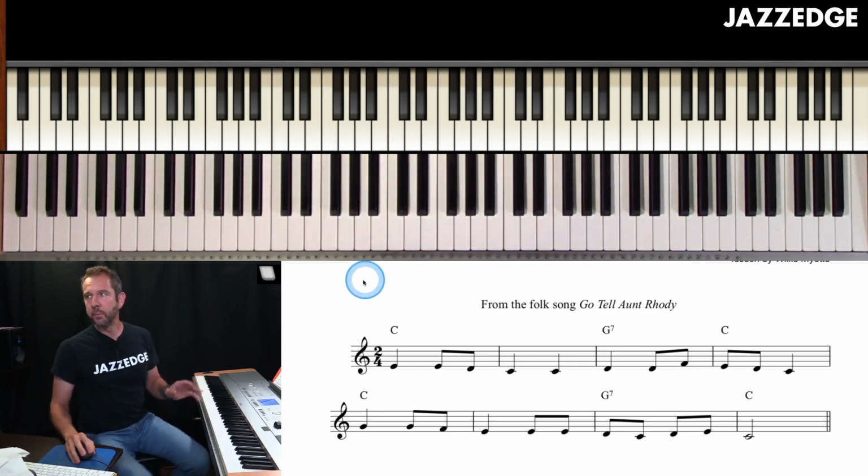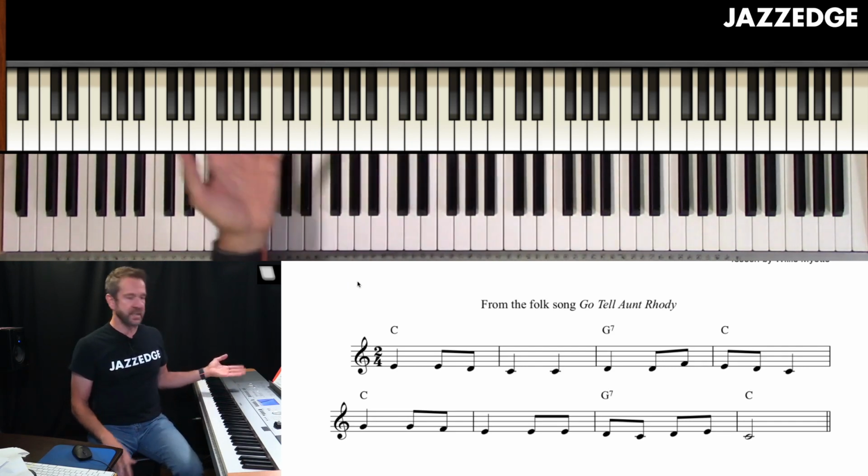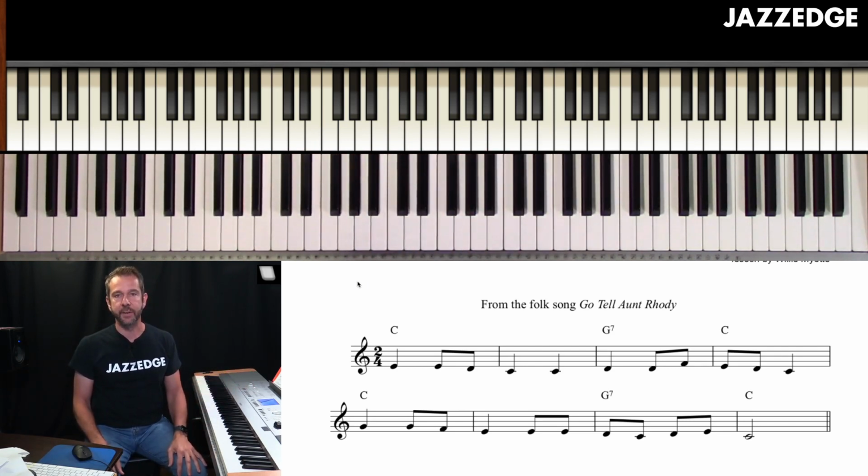So a very simple folk song, just utilizing a C major triad and a G7 chord.